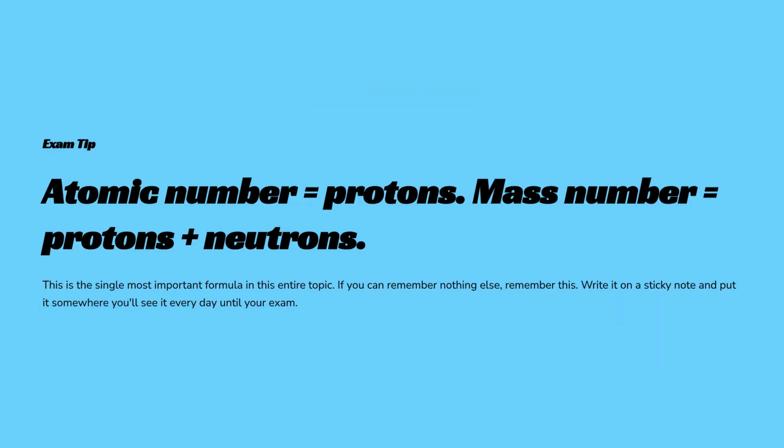Finally, here's your most important exam tip. Keep the formula in mind that the atomic number equals the proton count, and the mass number equals the total of protons and neutrons combined.